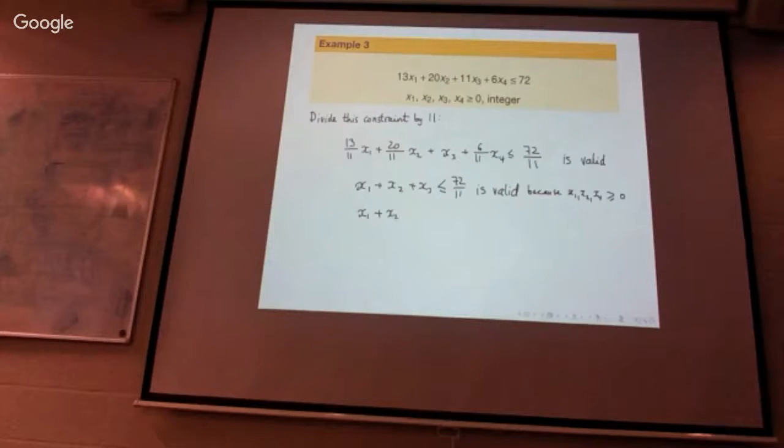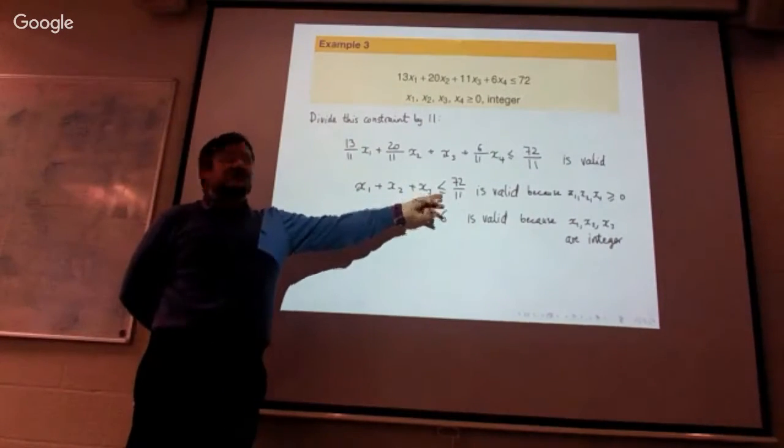x1 plus x2 plus x3 is less than or equal to 6 is valid. You agree? Who agrees? Okay, good. So I don't have to explain, because these are all whole numbers, so when you add 3 whole numbers, you get something that's less than 7. Well, it can't be more than 6.